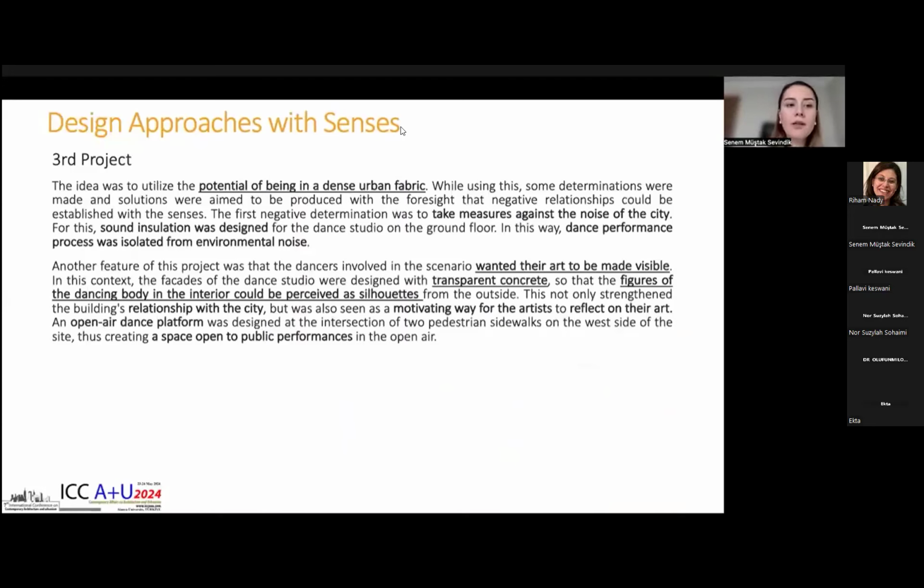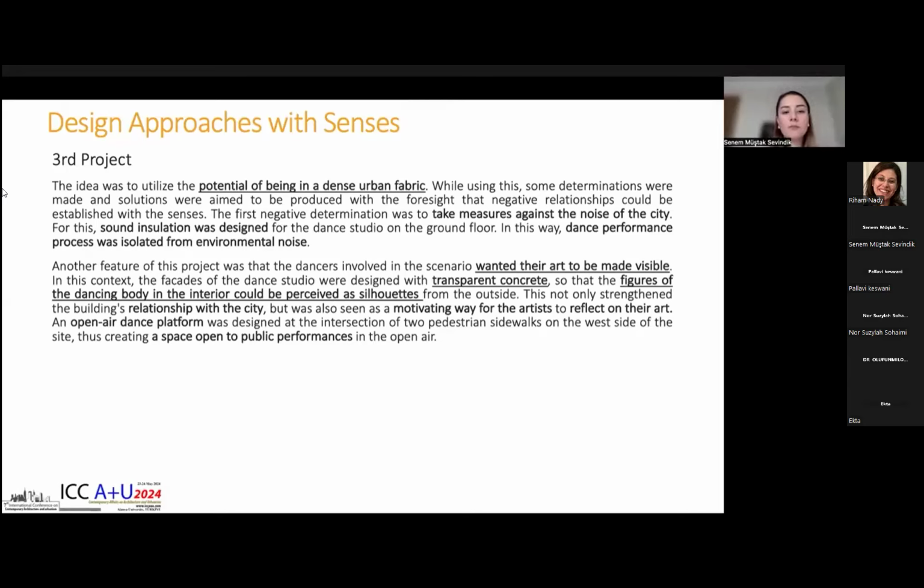And the third project's idea was to utilize the potential of the dense urban fabric. While using this, some determinations were made and solutions were aimed to be produced with the foresight that negative relationships could be established with the senses. The first negative determination was to take measures against the noise of the city. For this, sound insulation was designed for the dance studio on the ground floor. In this way, the dance performance process was isolated from environmental noise.